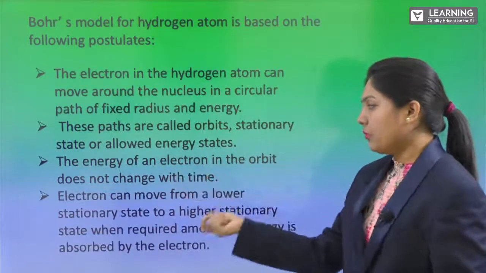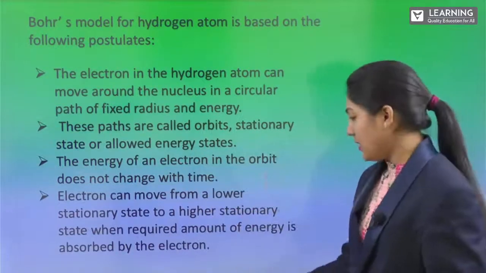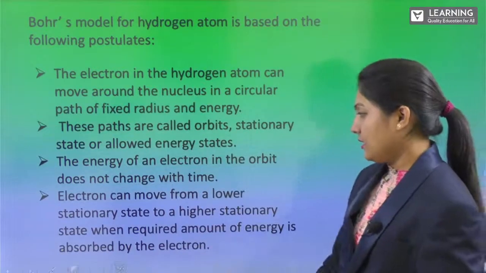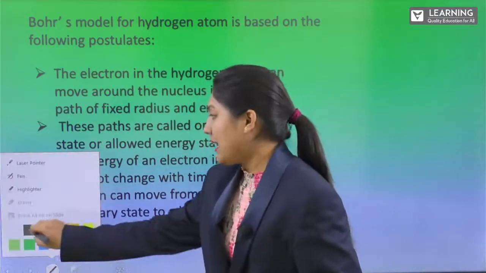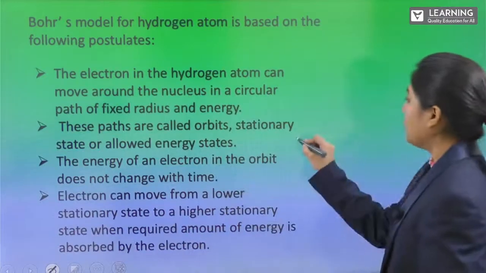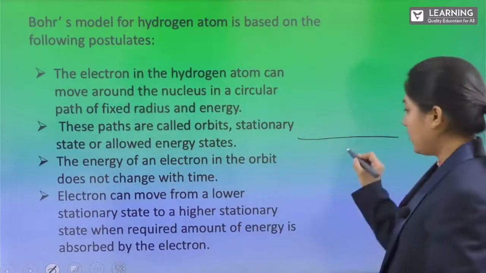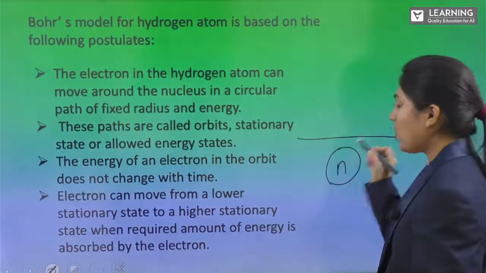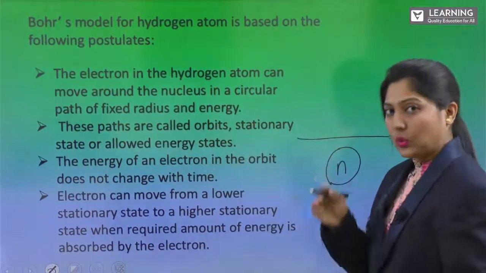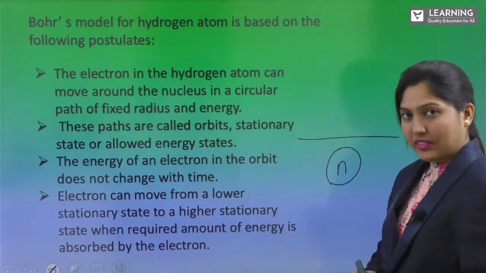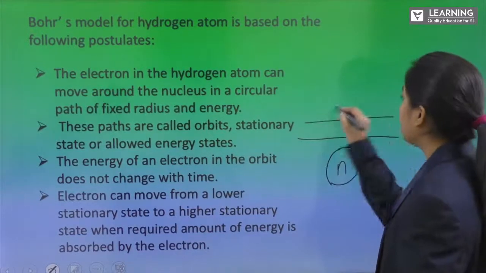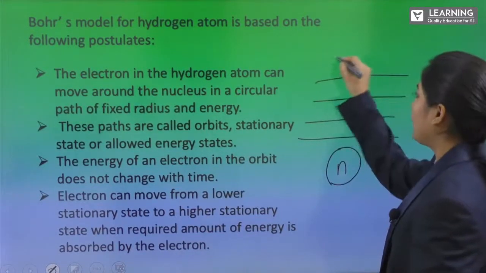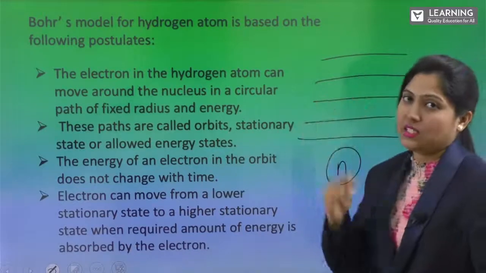The electron can move from one lower energy level to the higher energy level. That means what? As we already know, if this is a nucleus, the first orbit which is near to the nucleus is called the lower energy level, and the one which is going apart will have the higher energy level.